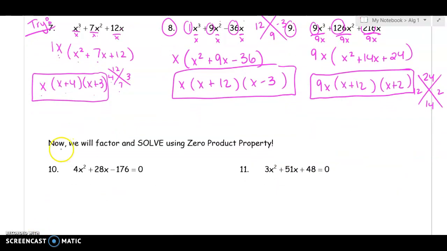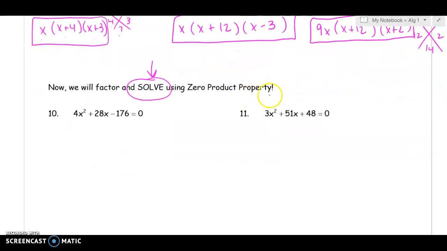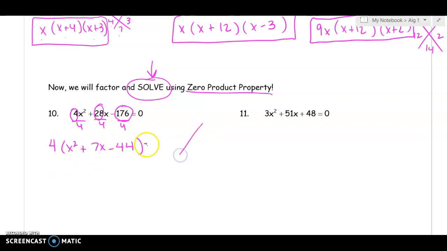Let's look at these ones. Now these ones, you'll notice it says, now we will factor and solve. Solve is your key word that you're going to be setting things equal to 0. ZPP, zero product property, coming into play. So if you look at number 10, 4, 28, and 176, they can all be divided by 4. So if you divide each term by 4, you're going to get x squared plus 7x, and then this divides to be 44, and it's equal to 0.